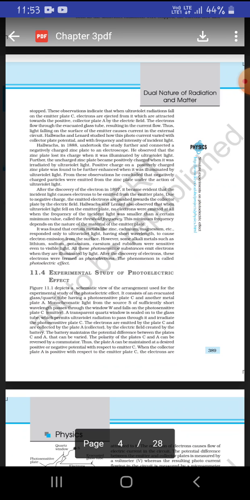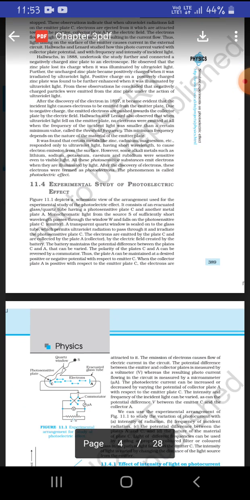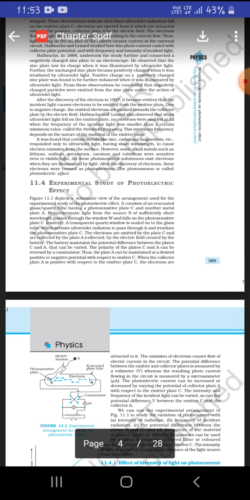Next is the experimental study of the photoelectric effect. We have the photosensitive plate C and another metal plate A. Monochromatic light from a source S of sufficiently short wavelength passes through a window W and falls on the photosensitive plate, denoted by C. The window is a transparent quartz window sealed onto the glass tube, and the ultraviolet radiation passes through it to irradiate the photosensitive plate C.